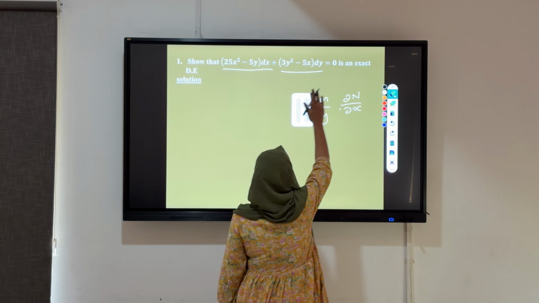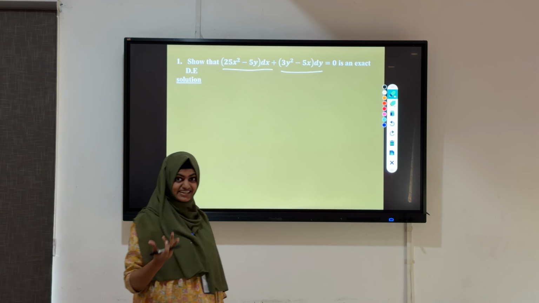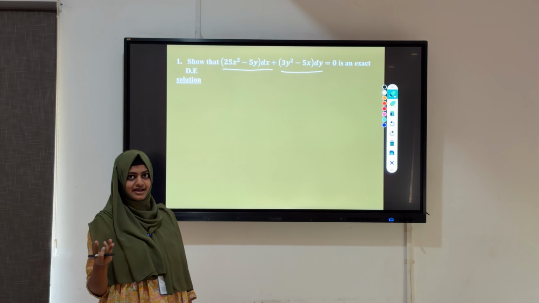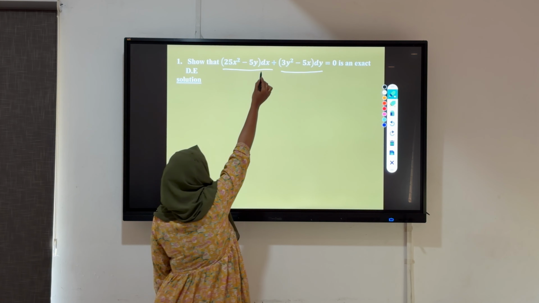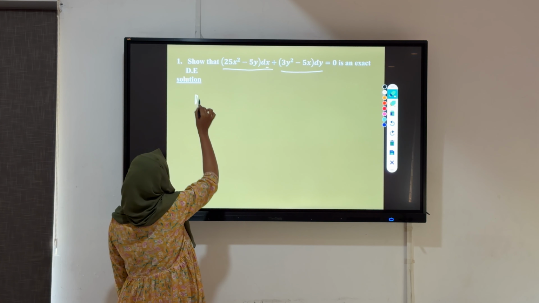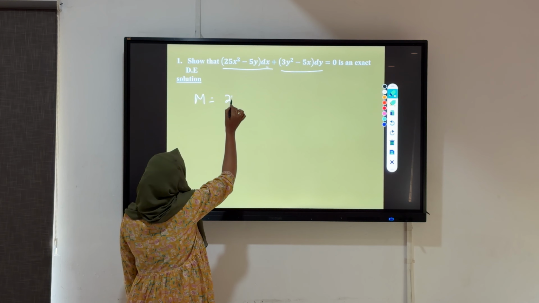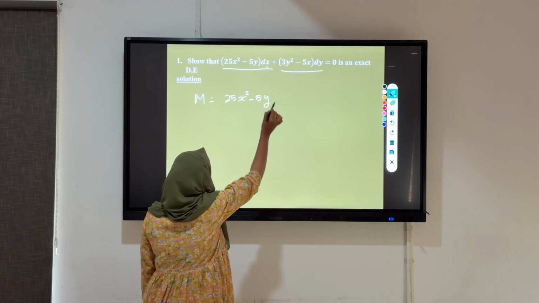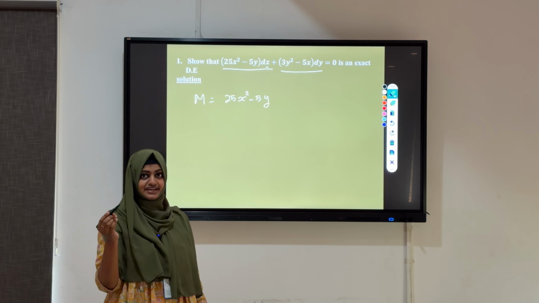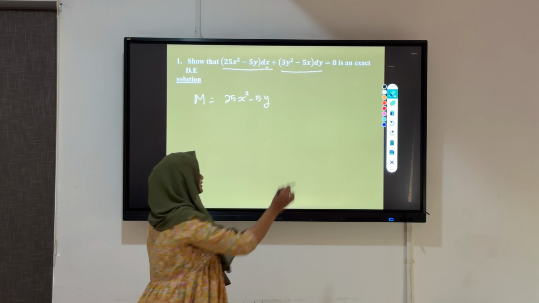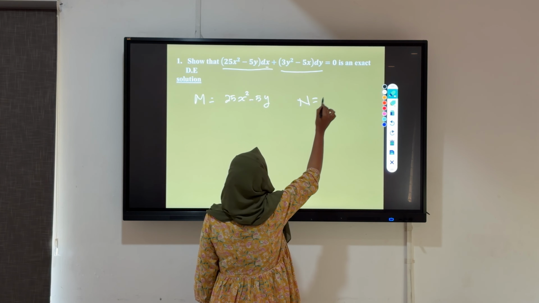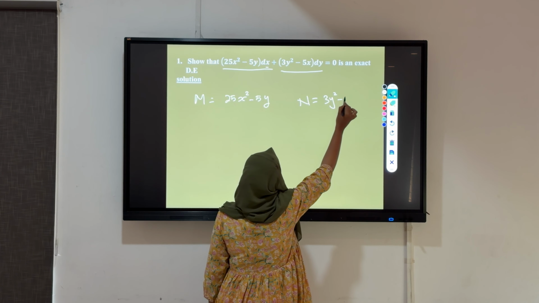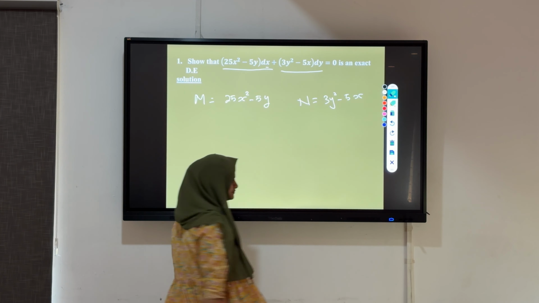Then first we consider what is M and what is N. M means the coefficient of dx. Here M equal to 25x square minus 5y. N means the coefficient of dy. Then N equal to 3y square minus 5x.